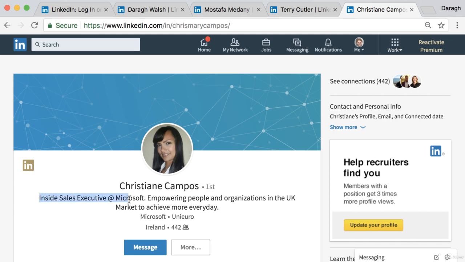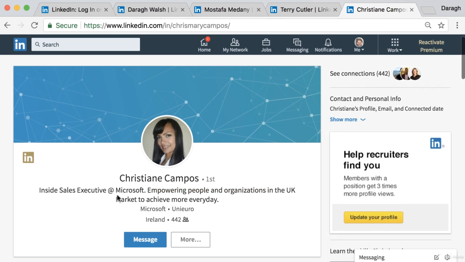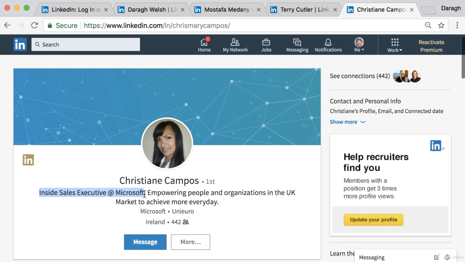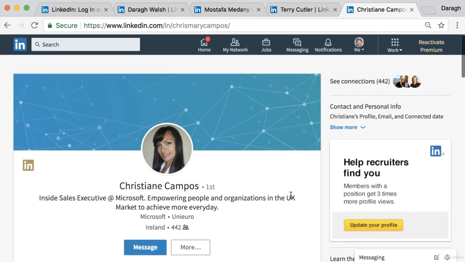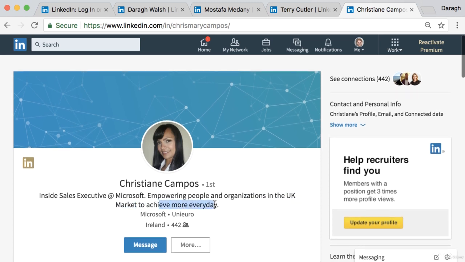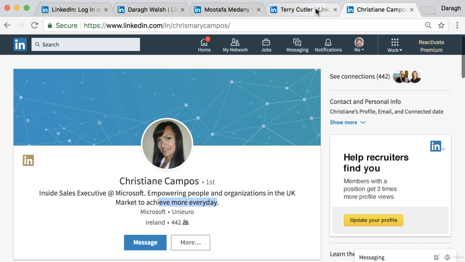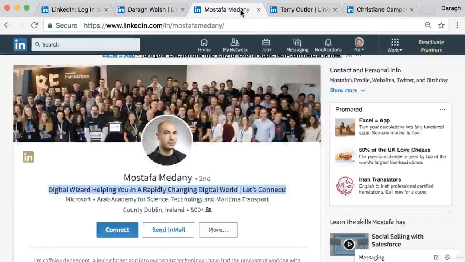You can still include the role: inside sales at Microsoft, empowering people every day in the UK market to achieve more. So this is a good one because it says the role, so it's clear exactly what they are, and it's even more specific in terms of the market and what they're helping people to do. So those are 3 different examples of how you can think about that headline.